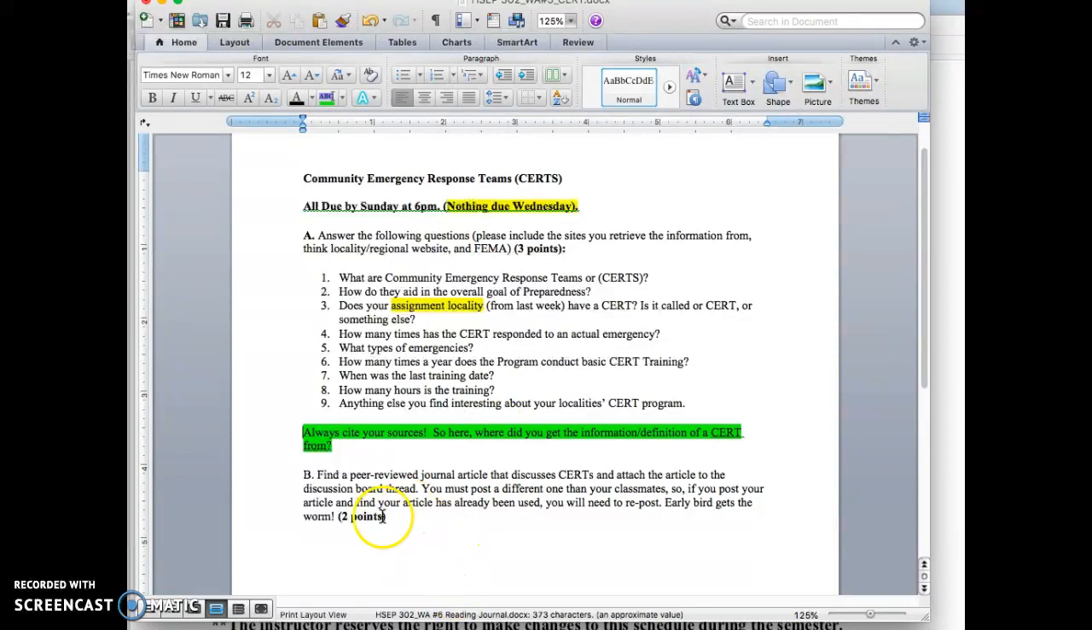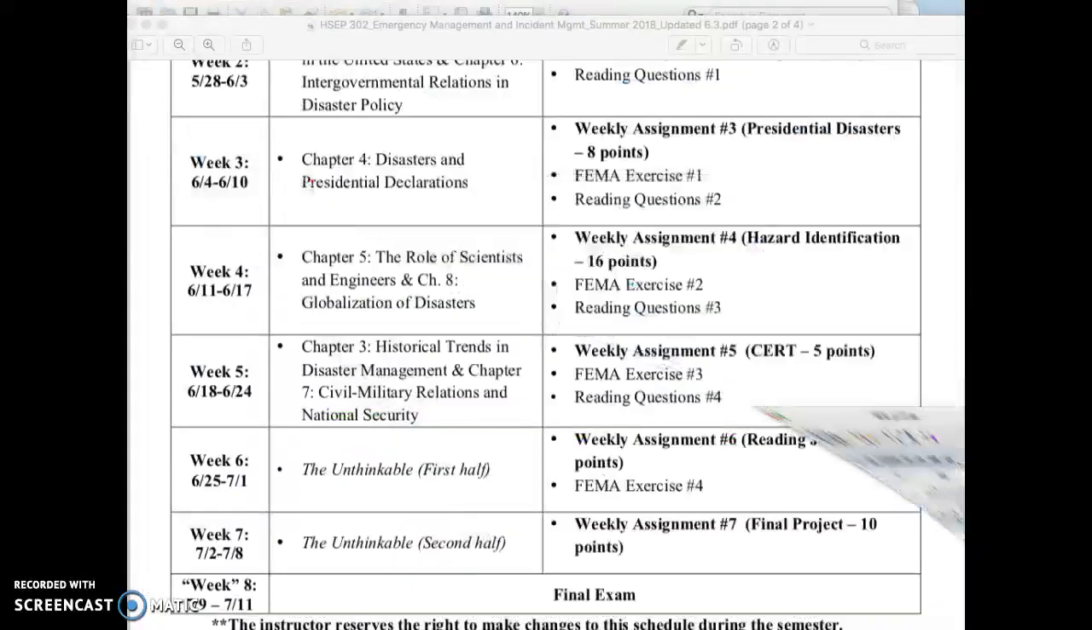Very important. And then here, find a peer-reviewed journal article. You can't use a duplicative one. Make sure that you attach it in PDF format. Okay, so there's the CERTs. That should be up right now.